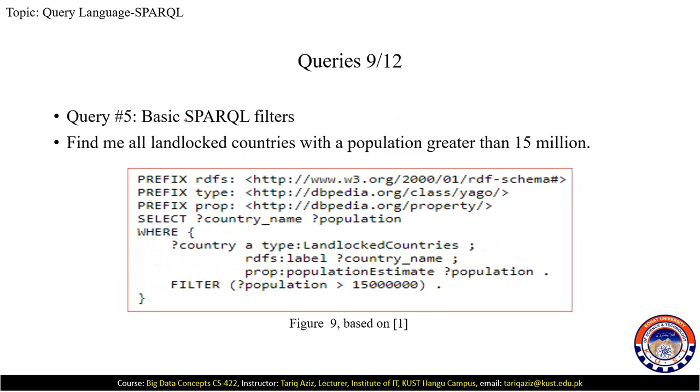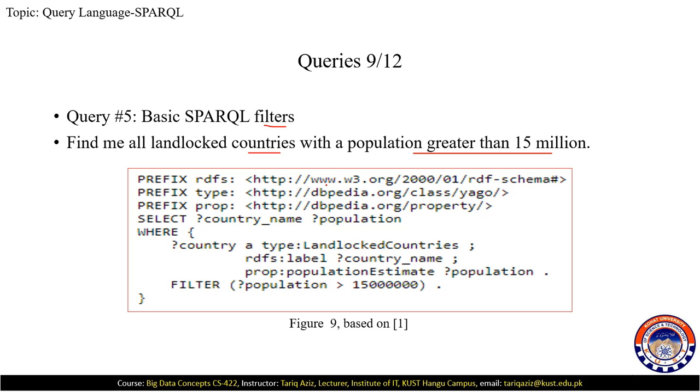This is the fourth query, and what we are doing here is applying filters. We are trying to find those countries whose population is greater than 15 million. In this case, we have three data sources, or three data sets, or three resources, or we can say three target graphs. I am using these multiple names so you won't be confused.